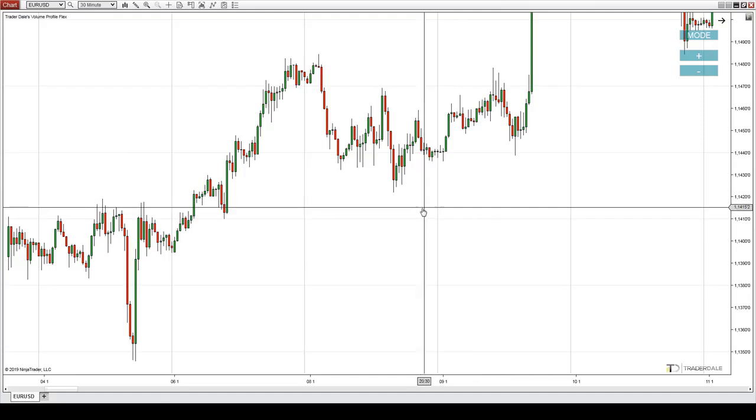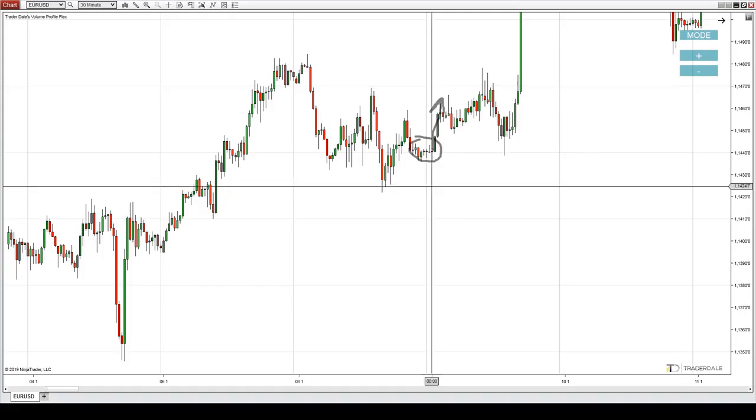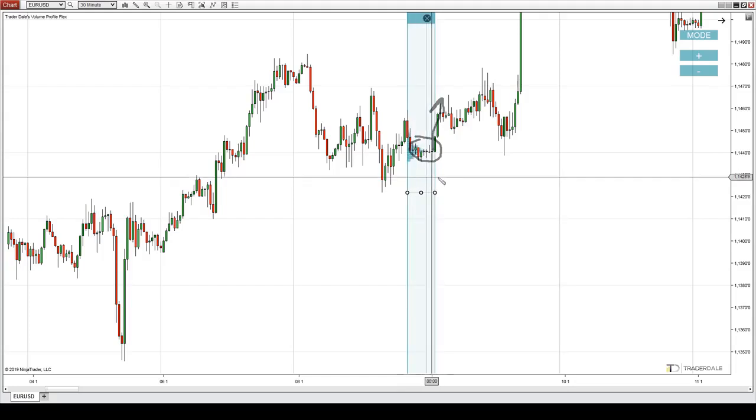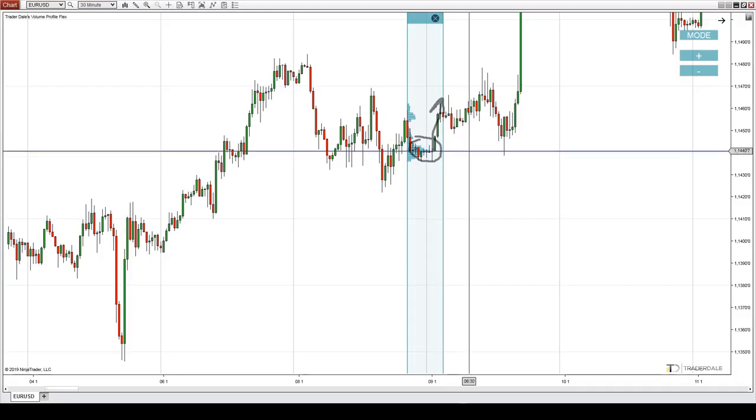Another case of volume accumulation setup in here. This rotation followed by this buying activity. So you stretch the profile over this area, over the rotation, draw the line, wait for a pullback. Nice reaction.